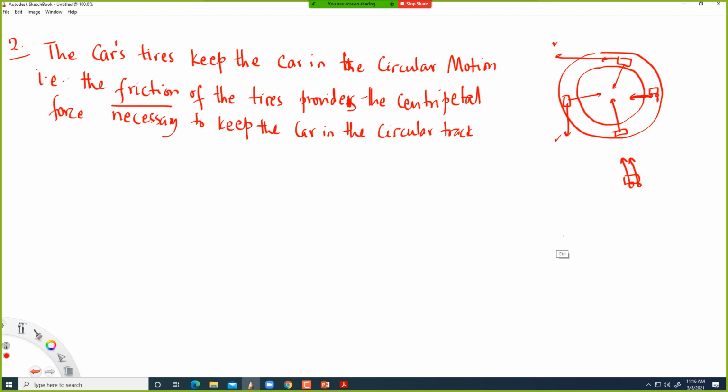In order for you to have kinetic friction, the two things must be sliding over each other. One must be going this way, and the other one must be going that way. So there must be some kind of relative motion. But here, there is no relative motion. The car is intact to the track. There is no relative motion between the car in this direction and the road in this direction. So it's the static friction that is keeping the car in the circular track. So it's the static friction, not kinetic friction.